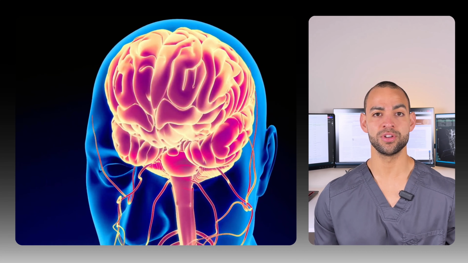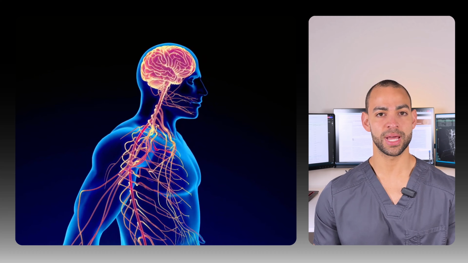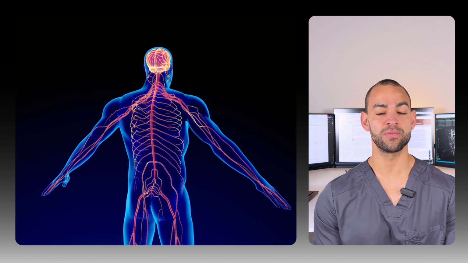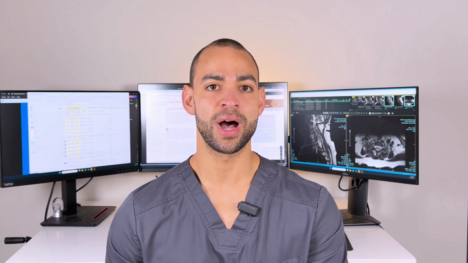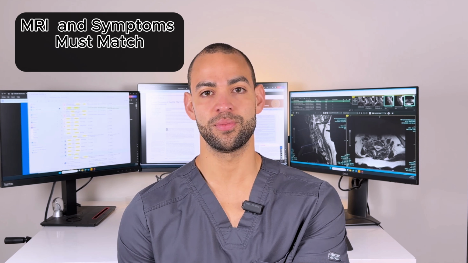Now, sometimes nerves and their distribution are not exactly textbook, so you may experience symptoms in a different distribution from a nerve where we would not expect it. This is why I always tell my patients, your MRI result and your symptoms have to match. If they don't, we have to be very careful. Finding something on an MRI doesn't automatically mean it's causing you a problem.